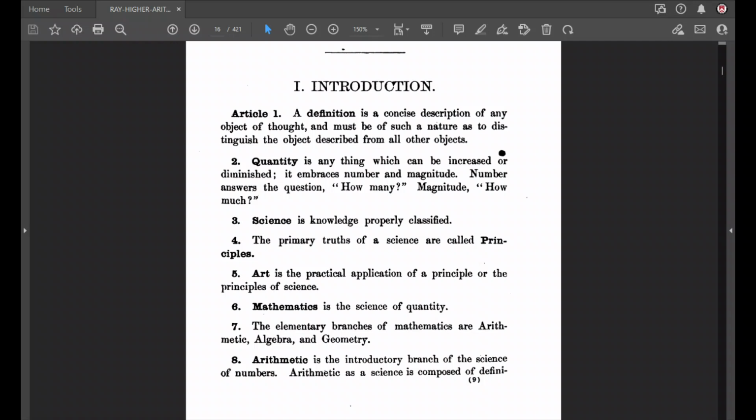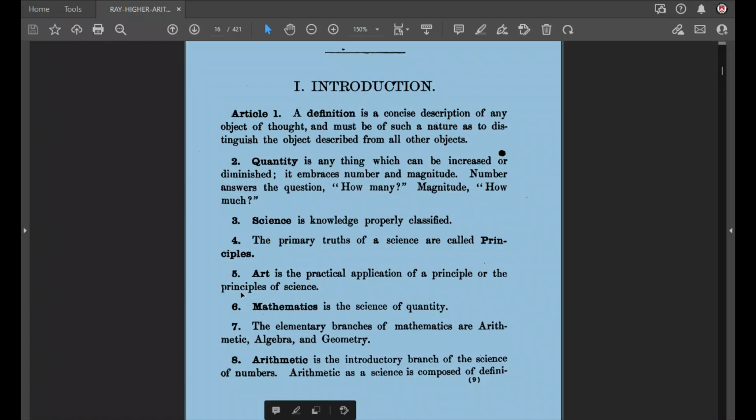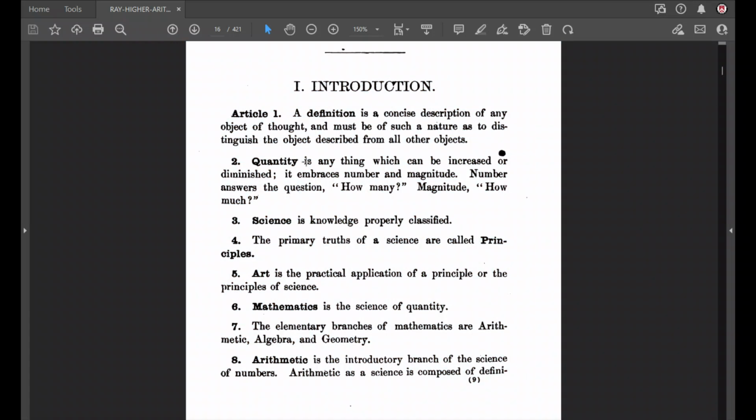Now, as we get to Article 6, we get into some general descriptions or definitions about mathematics, which we should go over. And anytime we look at definitions, we want to compare them to definitions that we see in other textbooks, other studies, and so on. In Article number 6, we see a definition of mathematics. Article 6: mathematics is the science of quantity.